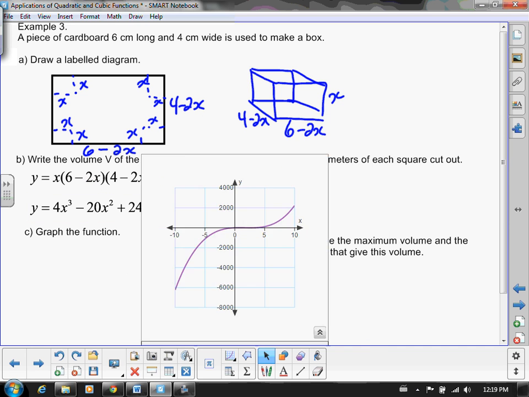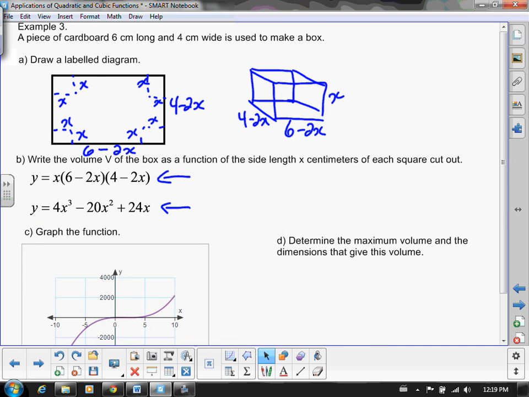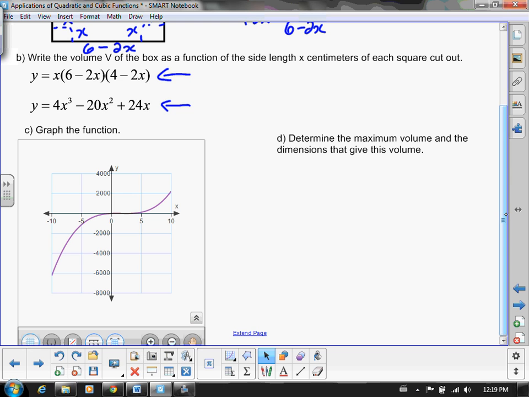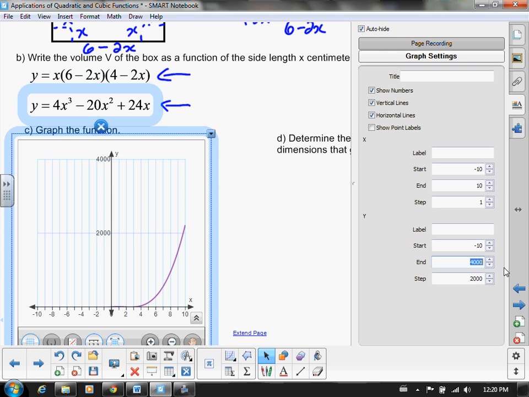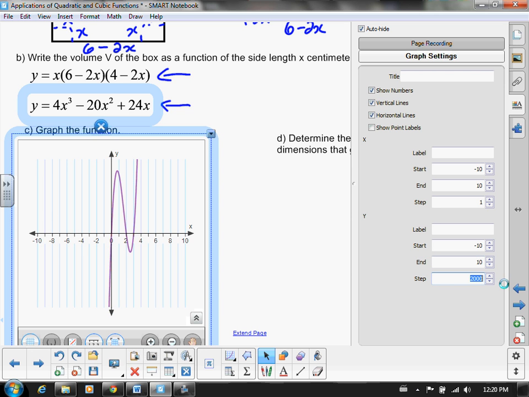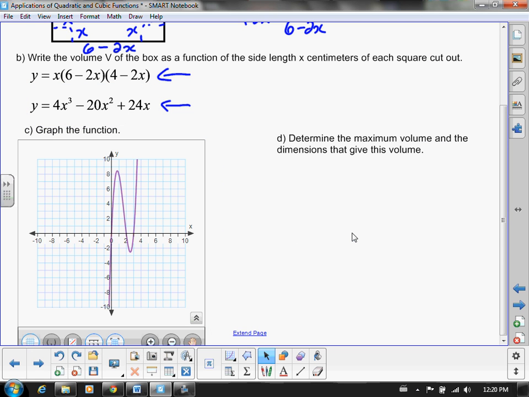Okay, so this is the function. I'm going to change the domain and range. Okay, so the x is fine, but the y we're going to change so that we go from negative 10 to positive 10 with an increment of 1. Okay, so that's the graph that we end up with when I alter.